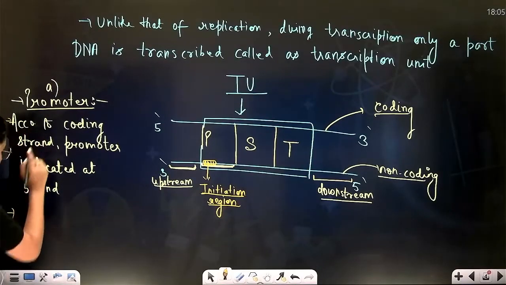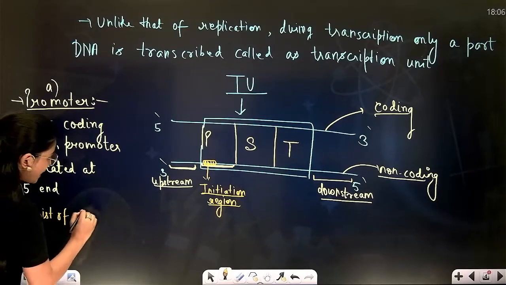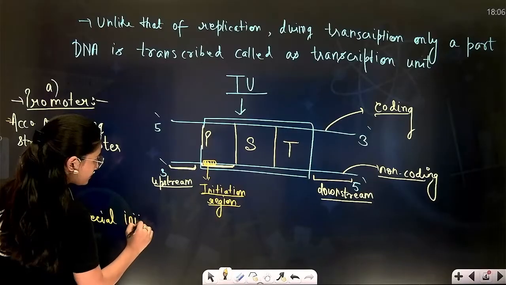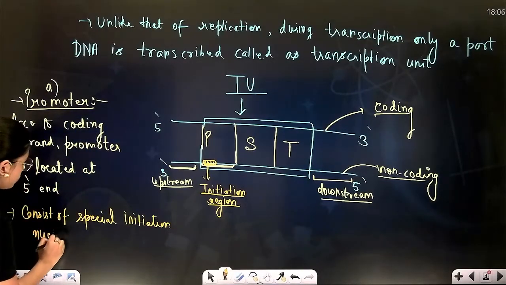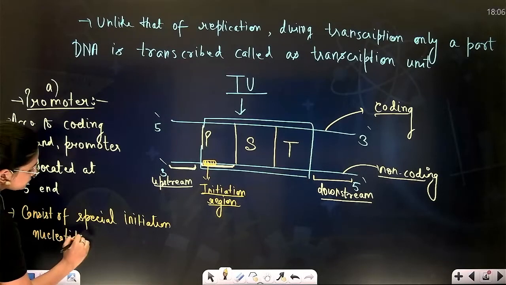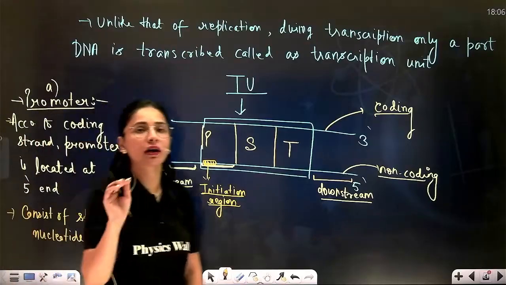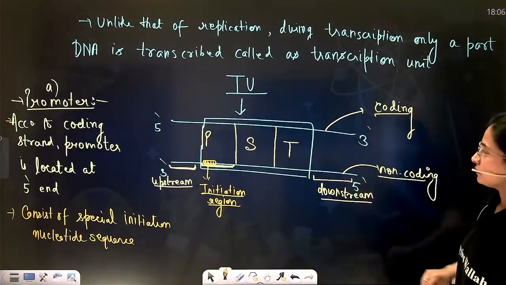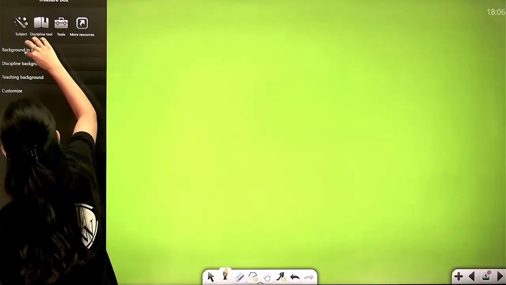Second, promoter region consists of special initiation nucleotide sequence so that transcription process can start from the right location. Correct? Okay. After coming from promoter, the second part is terminator. Let me just add a page first.